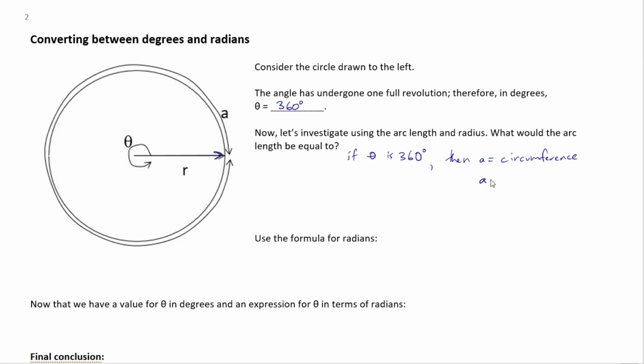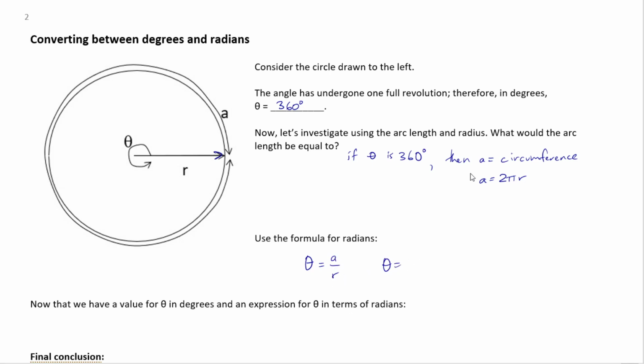And so the formula for circumference is 2 pi r. Okay? So if we do a full 360 degree rotation, then A is the perimeter of the circle. That just means circumference, and there's the formula. So let's use the formula for radians here. Theta is equal to A over r.